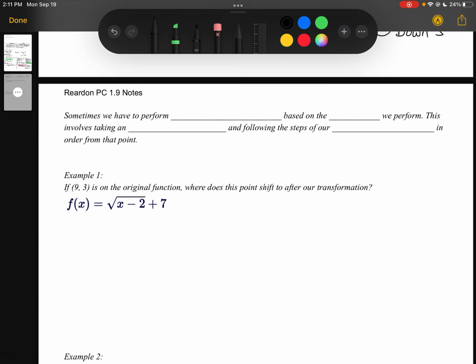The second skill that we have for this is after we identify the order that things have to go in, we start moving points around. So sometimes we have to perform calculations based on the shifts that we perform. So this involves taking an individual point and following the steps of our transformations in order from that point.